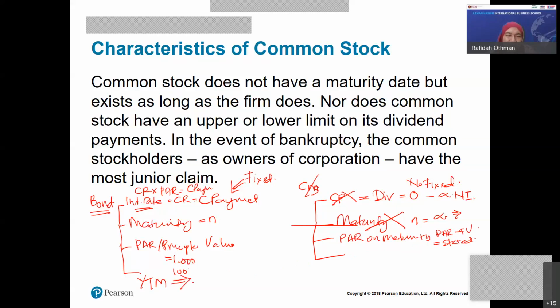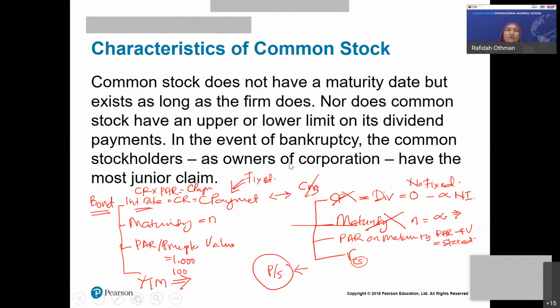The YTM is the rate of return for a bond. For common stock, we have one more type of equity, which is preferred stock. We will look at preferred stock later, because it is a combination of bond and common stock.